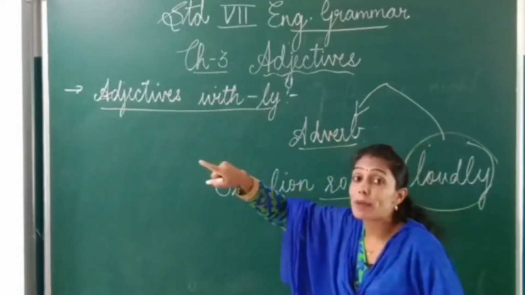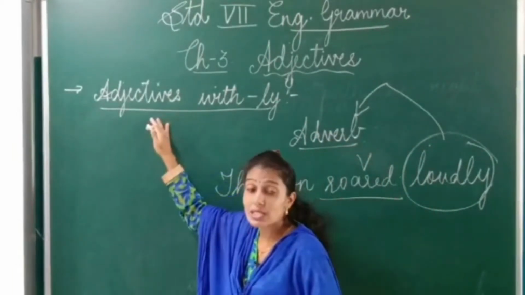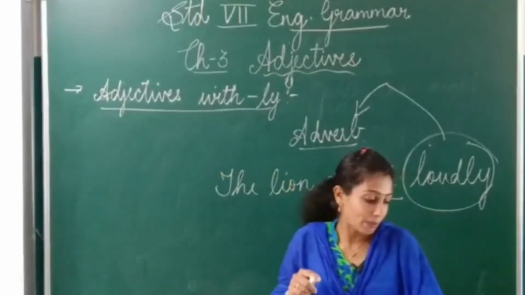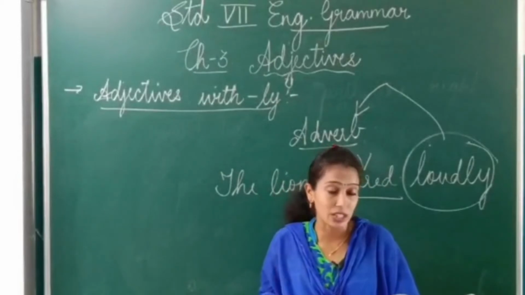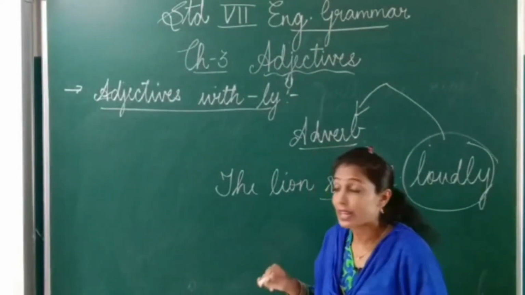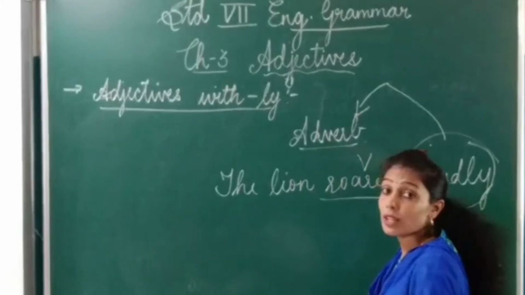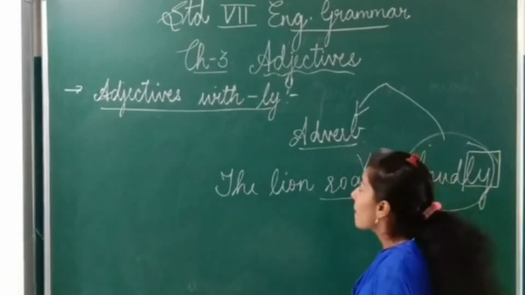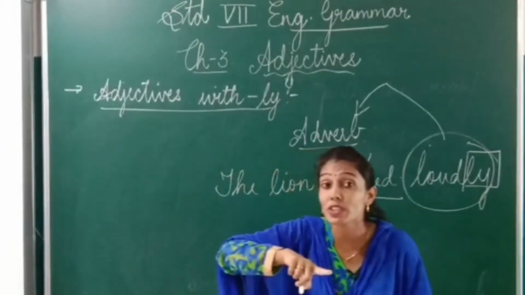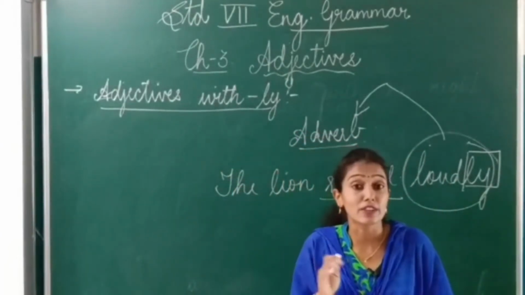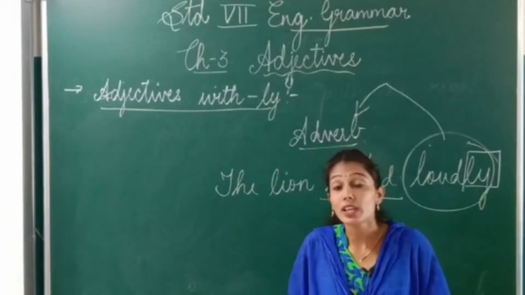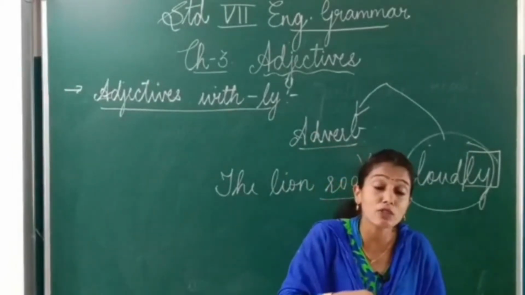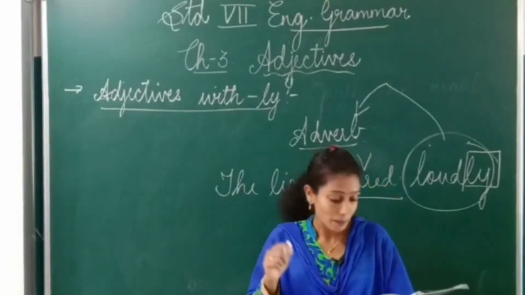But what I am going to explain to you is, there are some adjectives that also end with ly. We can make out whether such words are adjectives or adverbs. Now here in this example, the adverb has ended with ly. But there are some adjectives that also end with ly. Now you may all get confused. Now how to identify? Both can end with ly. So which is the adverb, which is the adjective, how will you know?